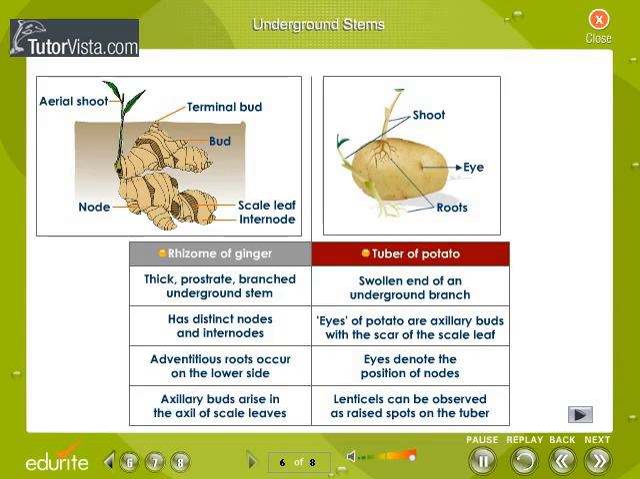Tuber of potato. It is the swollen end of the underground branch. Eyes of potato are axillary buds with scar of the scale leaf. Eyes denote the position of nodes. Lenticels can be observed as raised spots on the tuber.